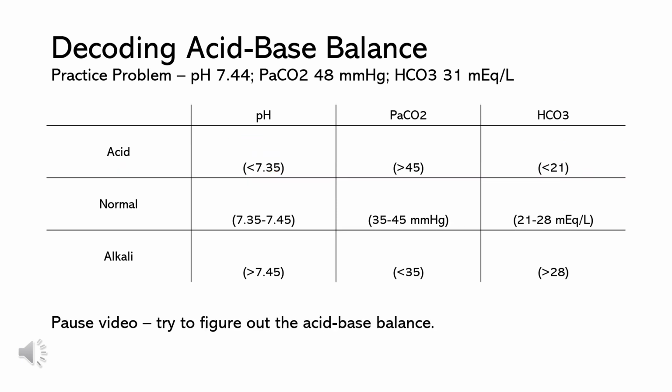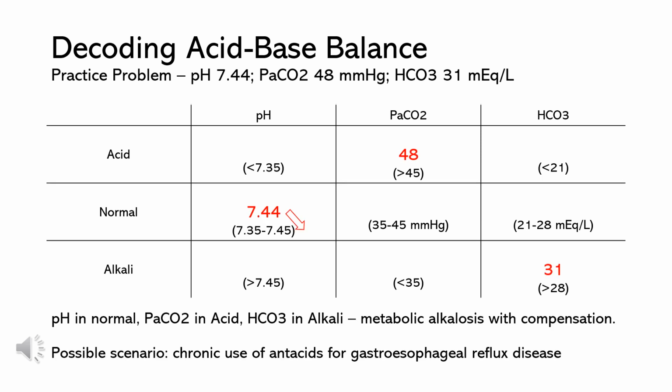Let's try another practice problem. For this one, your pH is 7.44. Your PaCO2 is 48 millimeters of mercury, and your HCO3 is 31 milliequivalents per liter. Pause the video and try to figure out the acid-base balance. Okay, let's put all the numbers on the chart.